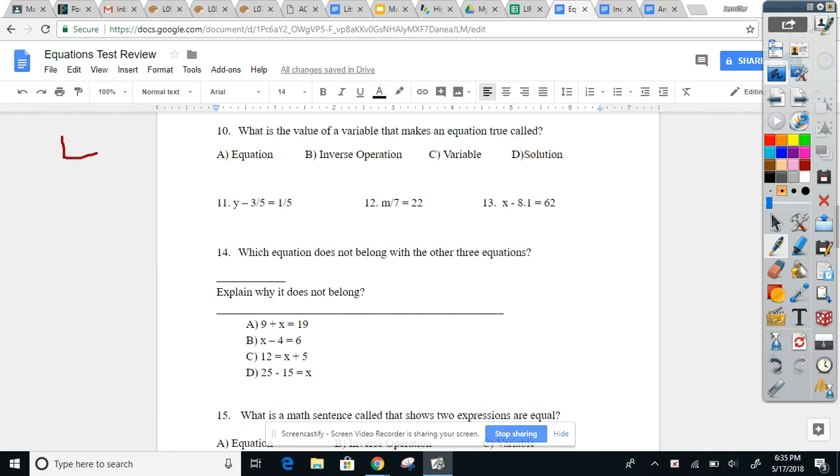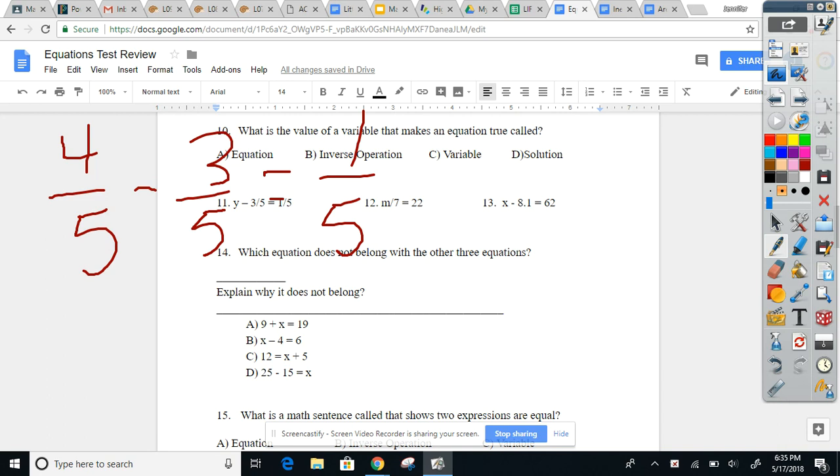If I were to plug this back in to check my answer, that would mean we just said y is 4/5. So I'm going to plug it in for y. So that would be 4/5 minus 3/5 equals 1/5. Is this statement true? 4 minus 3 is 1. Yes. So the solution for y is 4/5.